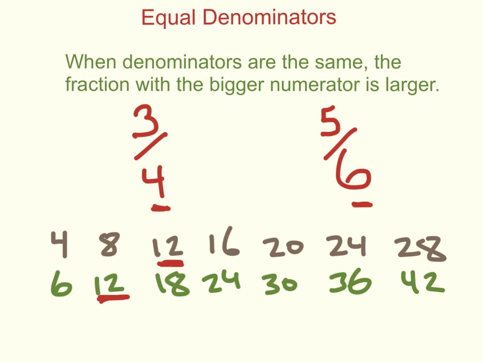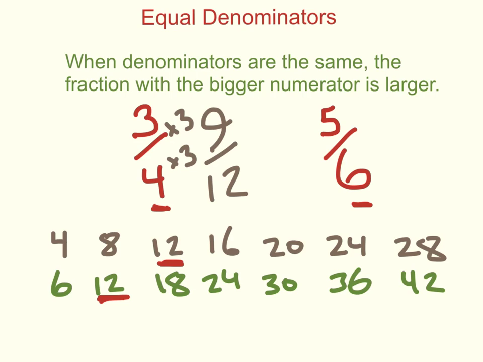So I'm going to think of an equivalent fraction for 3/4 with a denominator of 12. So how would I get a denominator of 12? I would have to multiply 4 by 3. And if I multiply my denominator by 3, I should multiply my numerator by 3. What's 3 times 3? 9. Okay, so now I have 9/12.